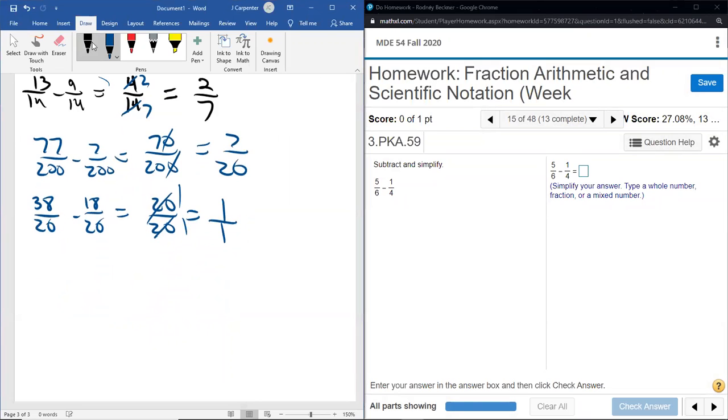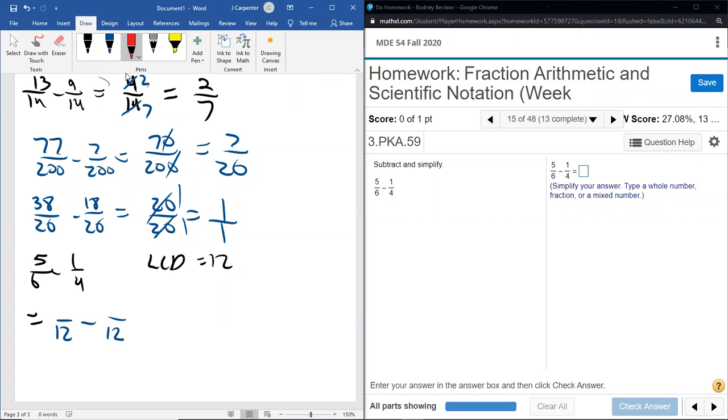All right. 5 over 6 minus 1 over 4. You got to get an LCD this time. If you do your multiples, 6, 12, 18, 24, 4, 8, 12, 12. So 12 is your LCD. If you break these down in primes, 6 is 2 times 3, 4 is 2 times 2. So you'd need 2 2s and a 3. 2 times 2 is 4 times 3 is 12. Rewrite these with the new denominator. Keep the arithmetic the same.